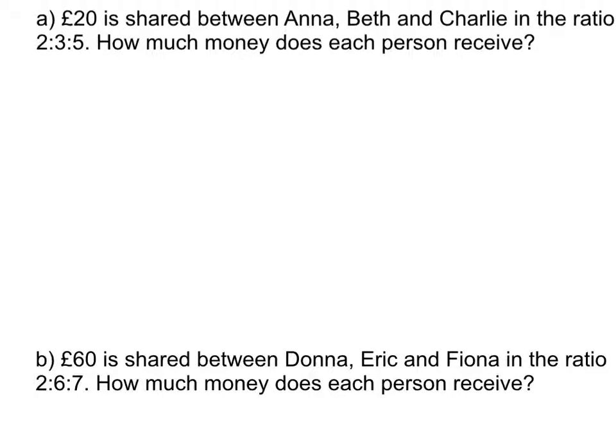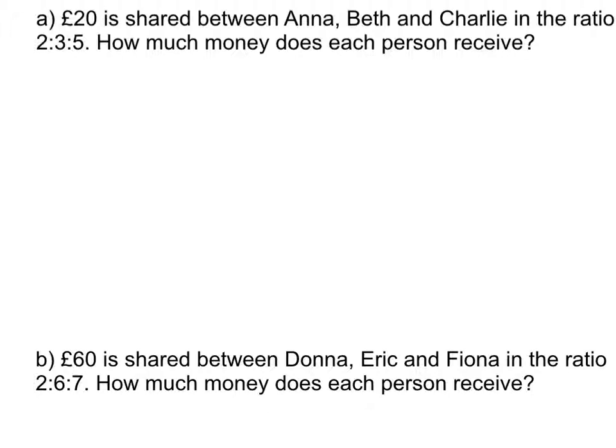Another type of ratio question you might be asked is to share a certain quantity in a given ratio. So here we're given £20, that has to be shared between 3 people in the ratio 2 to 3 to 5. And it will always be in order. So what I mean by that is that Anna is the 2 parts, Beth is the 3 parts, and Charlie is the 5 parts. So it'll always be in order.